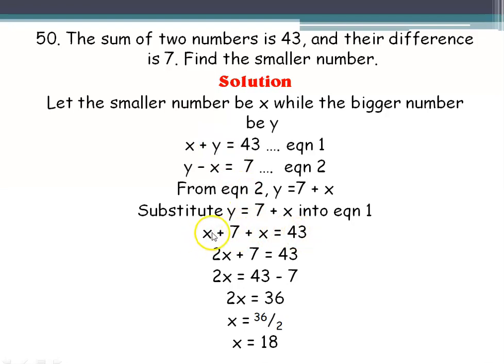Collecting like terms, x plus x is 2x, plus 7 is equal to 43. Then my 7 comes to this side, crossing the equality sign, it becomes minus 7. 2x is equal to 43 minus 7, which is 36. Then I divide both sides by 2. 2 cancels 2, I'm left with x. 36 divided by 2 is 18. So my x is 18. Do you understand this? Okay.